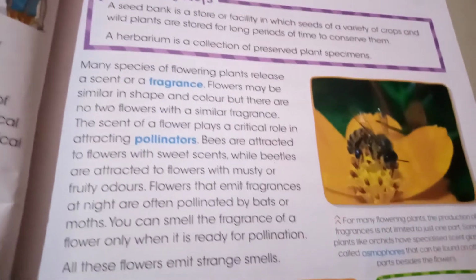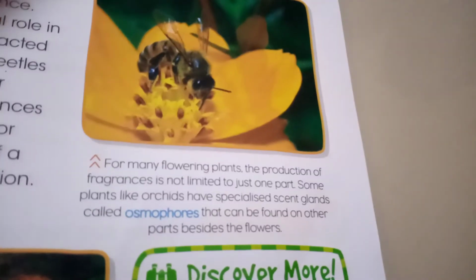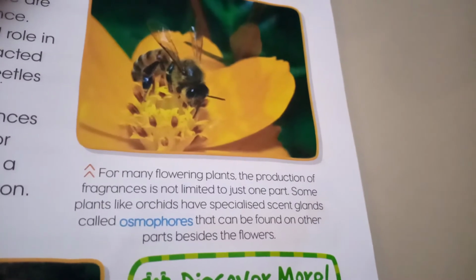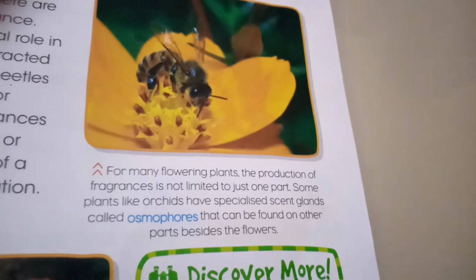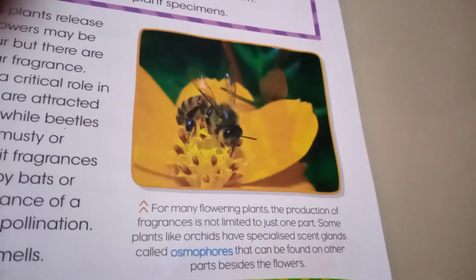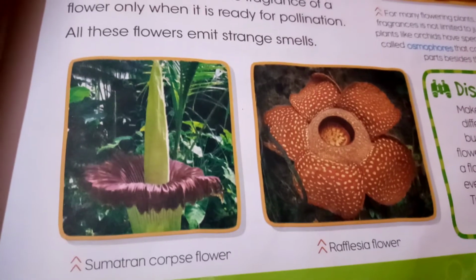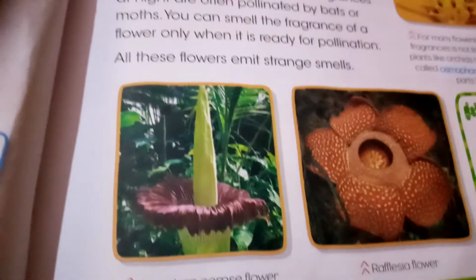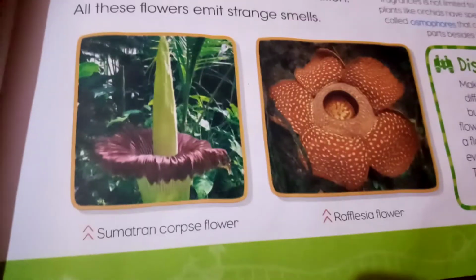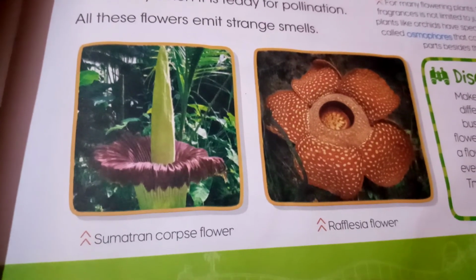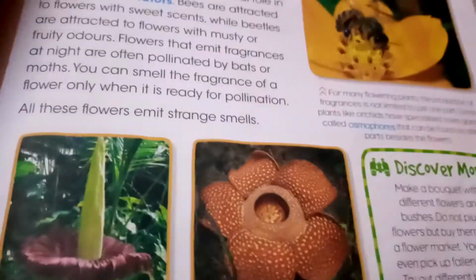Then we studied the different flowers. You can see the different flowers. You can see the osmophores. Have a look at these flowers. They have very tough texture. Some are rocket shaped, like, as you have said, the Sumatran flower, the Rafflesia flower.